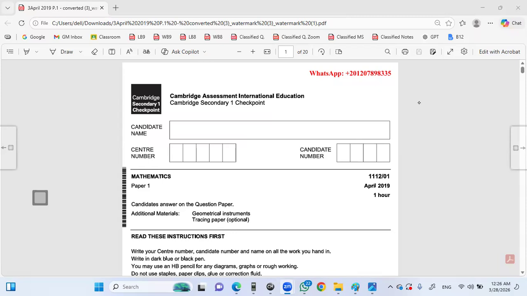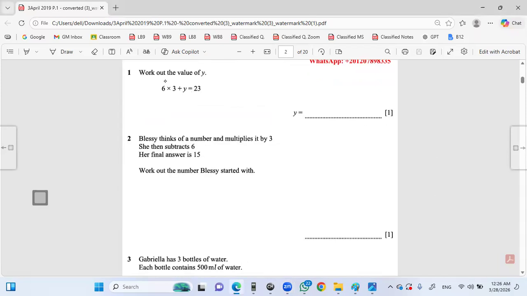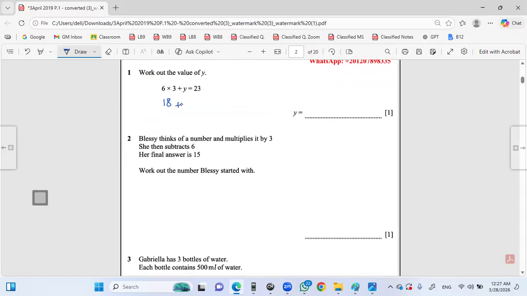Let's have a look here at the first question. Question number one says, work out the value of y. So the first thing that I need to do is simplify this as much as possible. You're going to find here that 6 times 3 is 18, plus y equals 23.